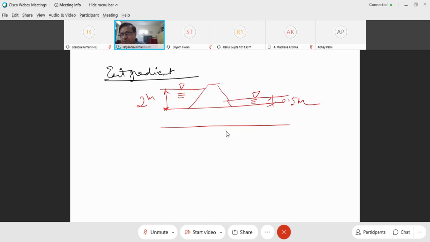Now, why could it reach only 0.5? Why did it not reach up to 2 meters? Tell me, anybody? Sir, due to the cutoff wall. No, I am not talking of that. I have not shown any cutoff wall here. Sir, we have compacted the soil in the earthen dam, so the pores are reduced, reducing the flow through the dam. So at the downstream, we have a lower height of water.